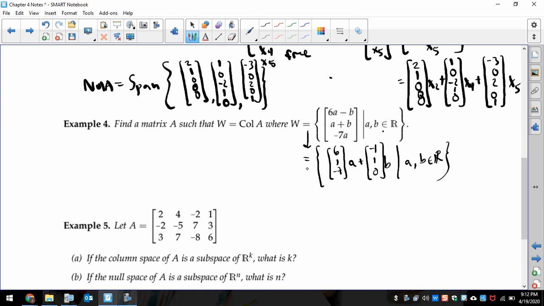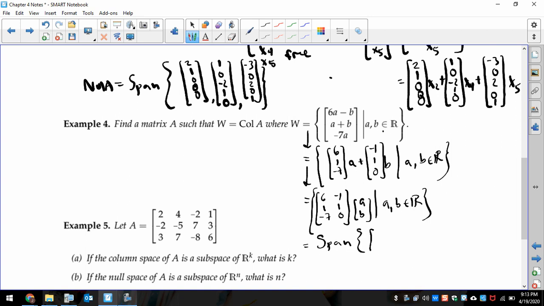Okay. And so then we could even go further. We could say this is going to be the set of the matrix 6, 1, negative 7, negative 1, 1, 0 times a, b, so that a, b are in the real numbers. Okay, so now you could also say that this is just the span of these two vectors, 6, 1, negative 7 and negative 1, 1, 0.